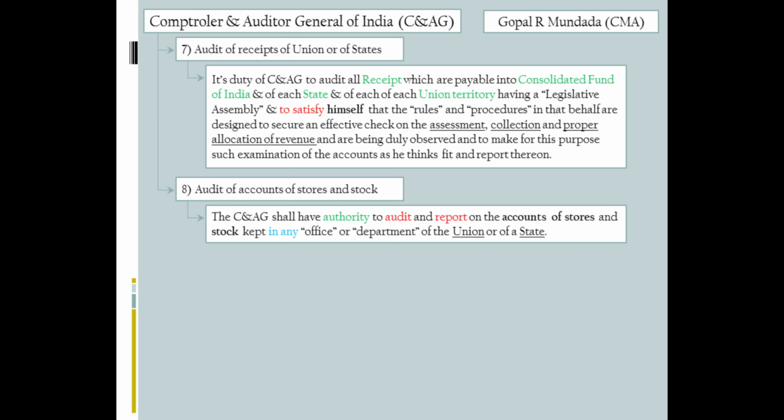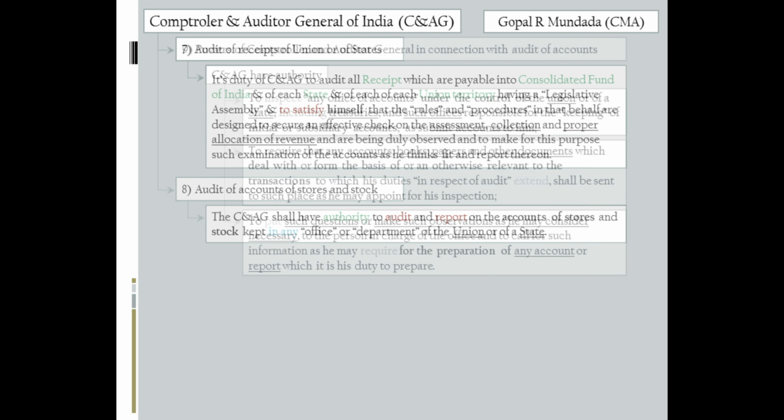So guys, next is audit of the accounts of stores and stock. The C&AG shall have authority to audit and report on the accounts of the stores and stock kept in any office or department of the union and state. It is also a duty of the C&AG.